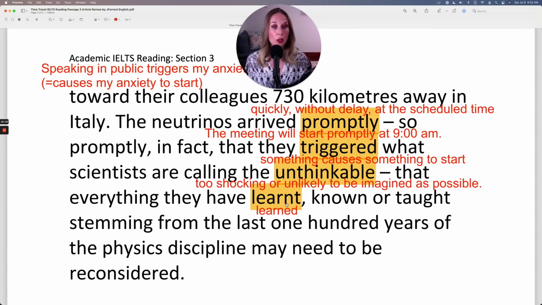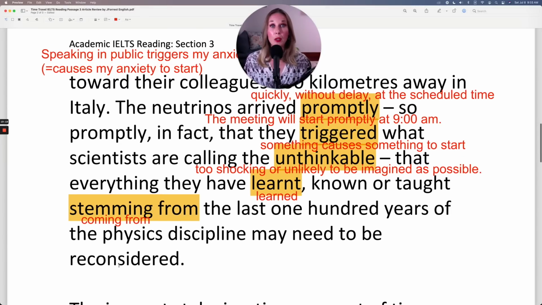Everything they have learnt, known, or taught, stemming from. Here, to stem from simply means come from, to come from. So in this case, because it's in the gerund form, I'll put mine in the gerund form. Coming from the last 100 years of the physics discipline may need to be reconsidered.